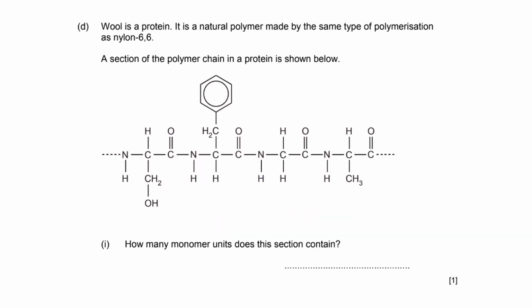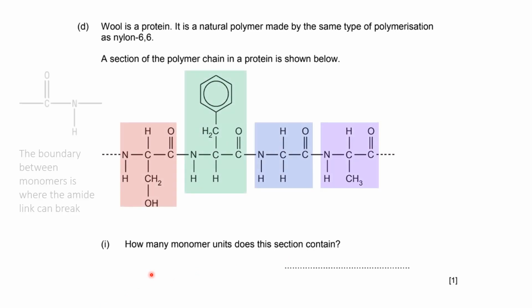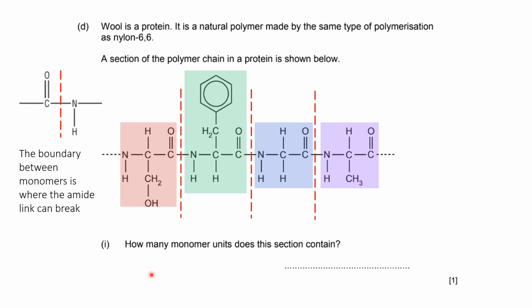So now we need to think about how many monomer units this section contains. So the thing to do is to look for where the amide link breaks in between the carbon and the nitrogen. And you can apply that little boundary across here and see that you've got 4 different monomers. So therefore there's 4 monomer units in this section.